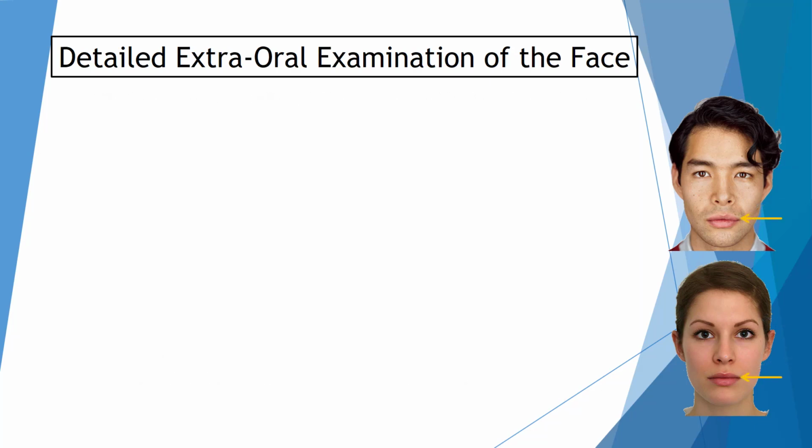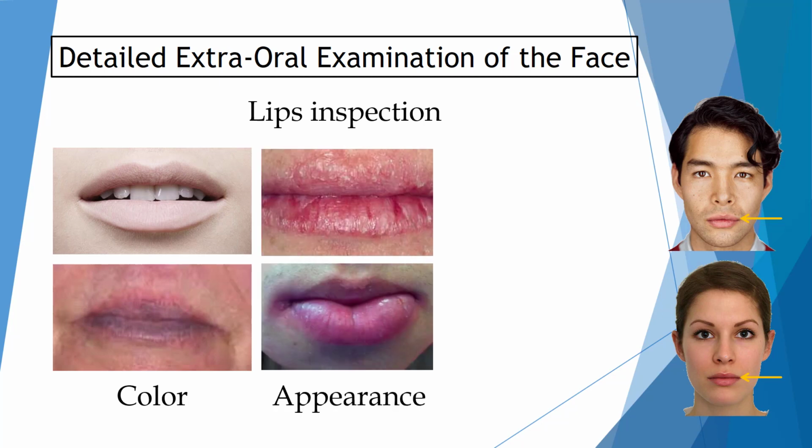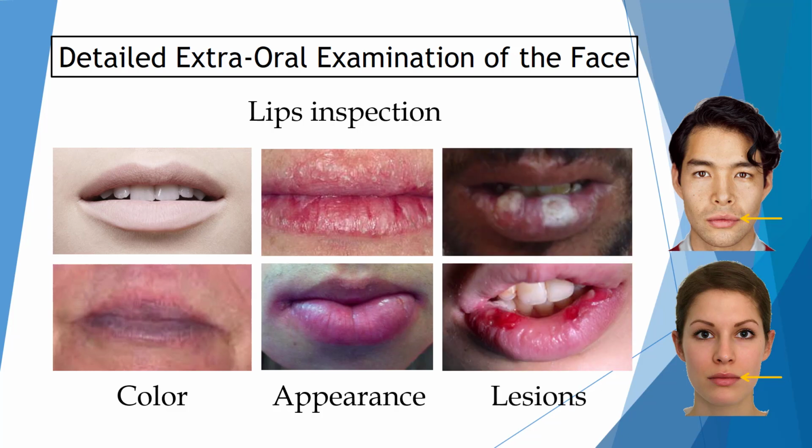The fifth area down is the lips. They need to be inspected for any changes in their color as a whole, such as pale lips or blue cyanotic lips, and their general appearance and size, for example, cracked lips or swollen lips, and for changes in specific areas, such as white, red, or pigmented lesions or ulcers.